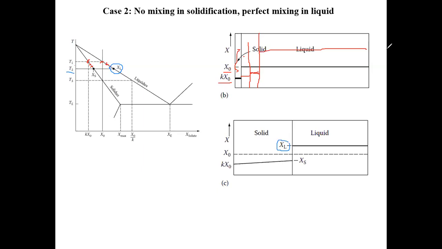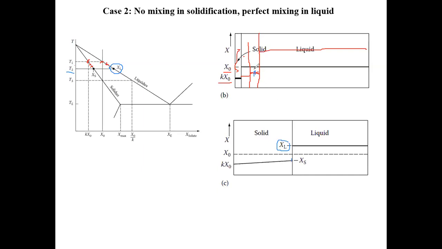Now, how about the composition of the solid? Does the solid also always have the same equilibrium composition at any temperature? No, right? It only has this equilibrium composition at which point, in which region? In this region, right? So it only has the equilibrium composition at the solidification front, right?